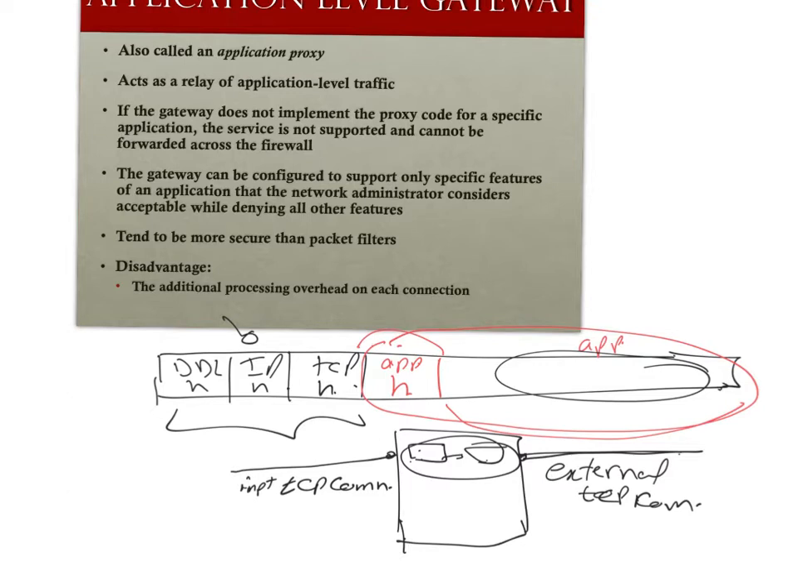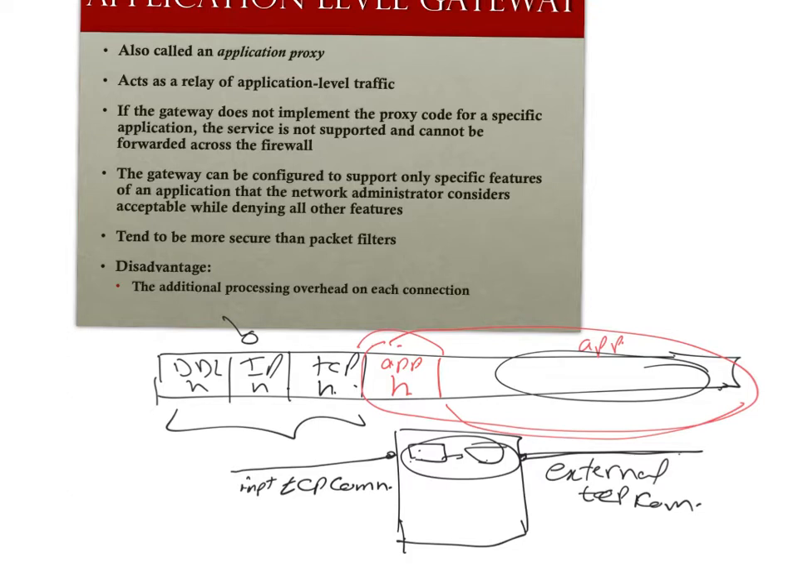So this is the idea of being able to relay. When we relay, this means that the incoming TCP connection will be transformed into another external TCP connection to the ultimate destination. So for the ultimate destination, it looks as if the connection is coming from the proxy, not from the actual source, okay?